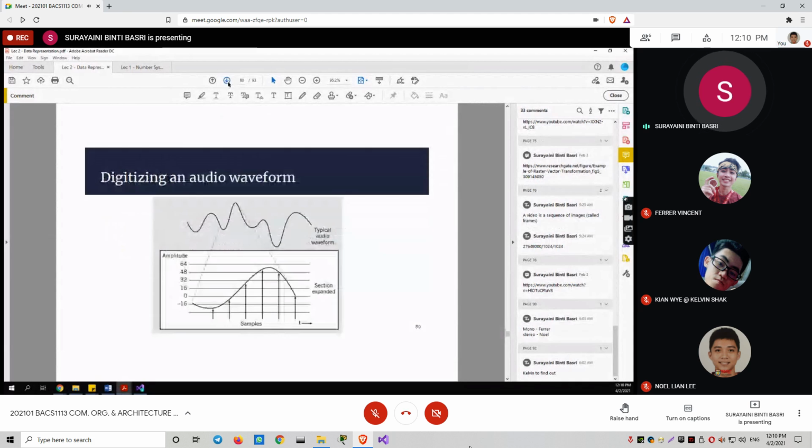So this is how the analog looks like, and then this is how it's represented in digital. The amplitude is actually the loudness. If you heard the video just now, it says that amplitude is the loudness. So we can get the maximum amplitude by the maximum binary number.